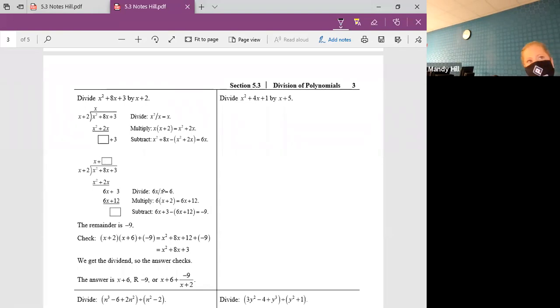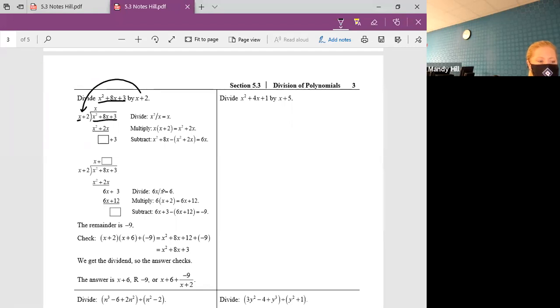So here's what we started with. They put their x squared plus 8x plus 3 underneath the box. They put the x plus 2 on the outside. So the very first question they ask themselves is, what am I going to have to multiply this x by right here to get an x squared? Well, the answer is x, because x times x gives you x squared. That's why they put an x up here. So x times x gets you x squared.